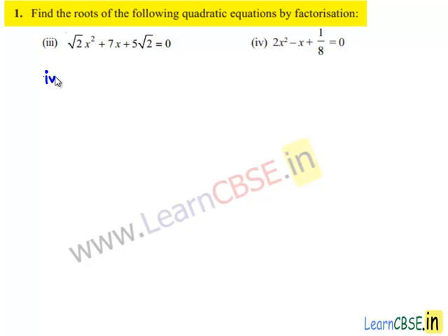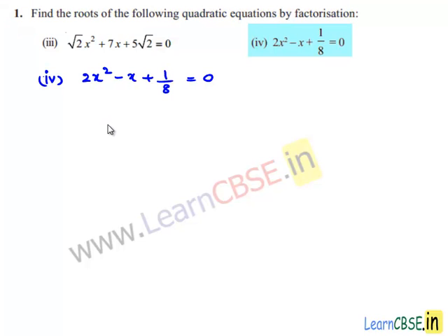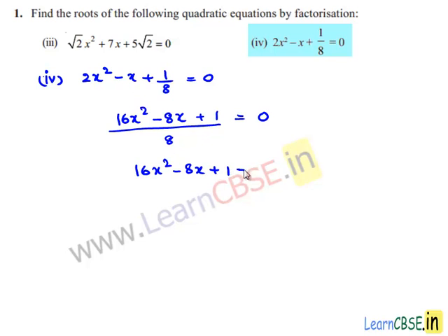Moving on to the fourth bit, the given equation is 2x square minus x plus 1 by 8 is equal to 0. This equation can be written as, by taking the LCM as 8, this becomes 8 times of 2x square is 16x square, 8 times of minus x is minus 8x plus 1 is equal to 0. So 16x square minus 8x plus 1 is equal to 0.